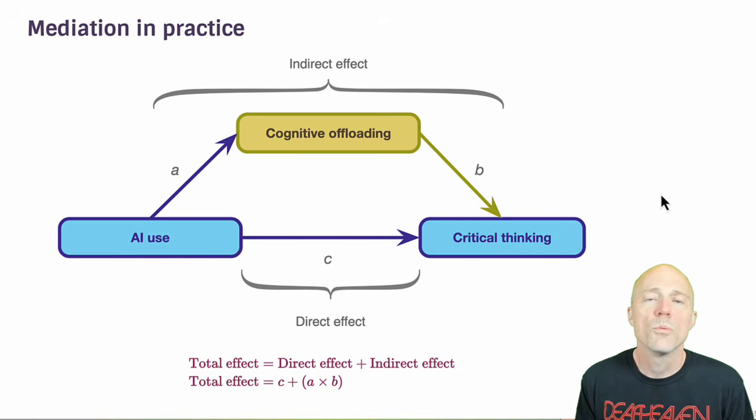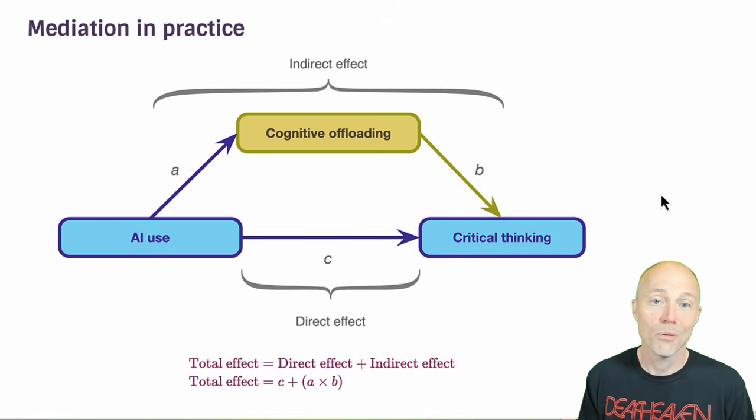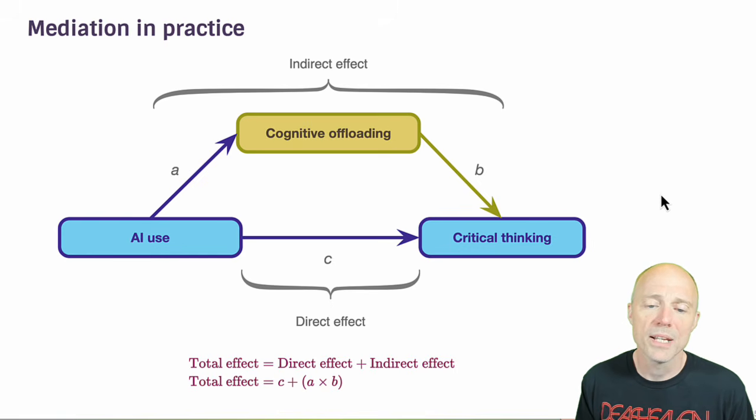Hi, in the video where we looked at the theory of statistical mediation, we looked at an example based on some real data where we were trying to see whether the relationship between AI use and critical thinking was mediated by cognitive offloading, which is the extent to which you use tools to help you with your thinking, essentially. This video is going to have a look at how we would fit this model using R.